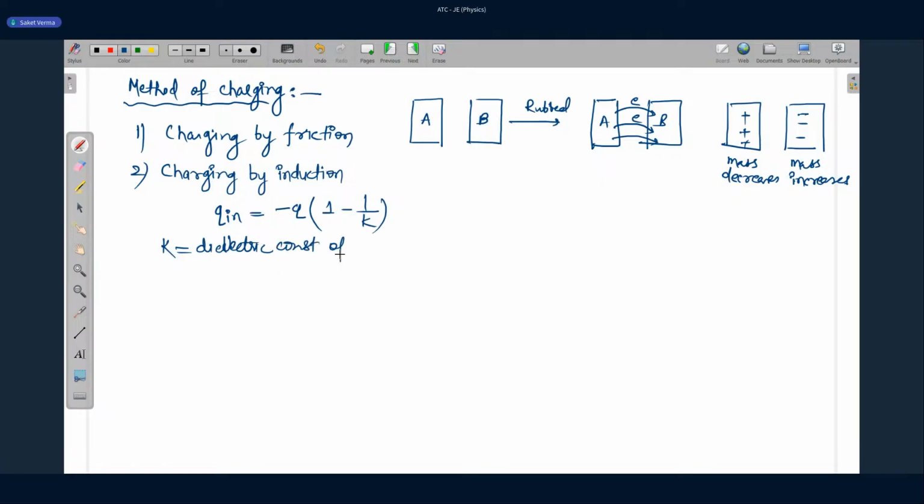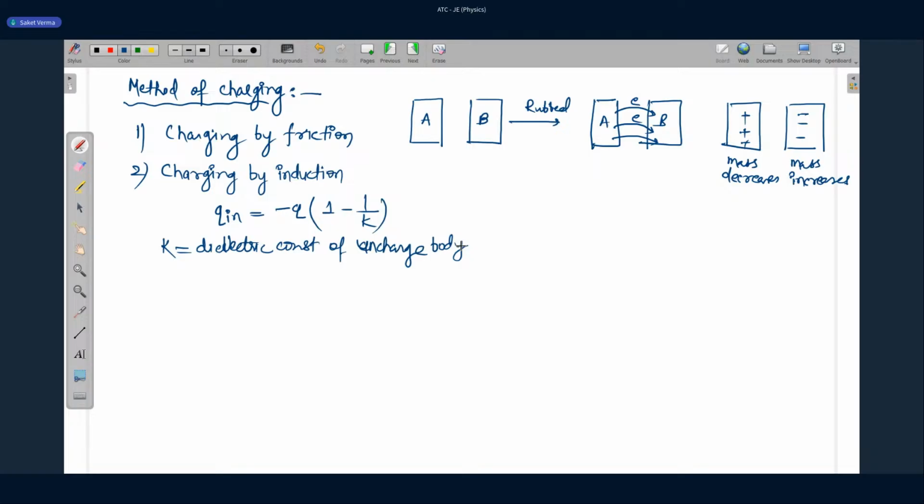of the uncharged body. K is the dielectric constant of the material of the uncharged body.